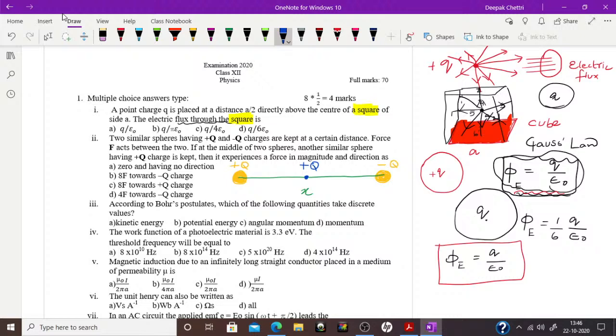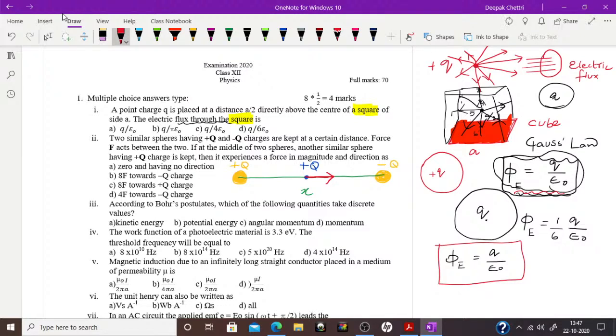The question asked is what will be the force that this one experiences, and what will be the direction of the force. So let us start with this one. This is plus q, these are plus q. What will happen to them? They will repel each other, right? So the direction of force will be this. This will be the direction of the force, right?